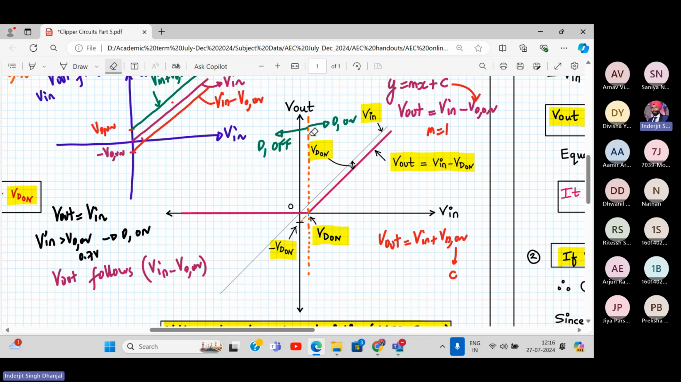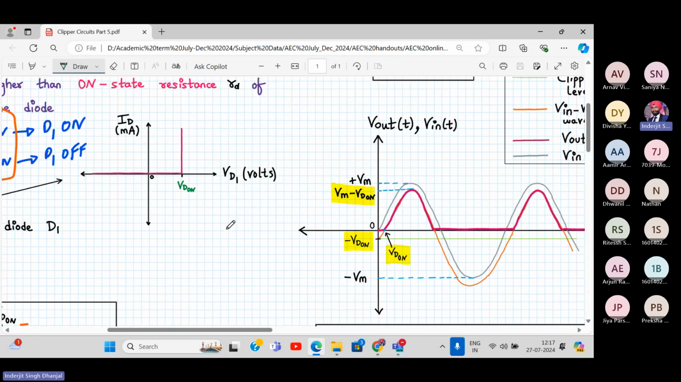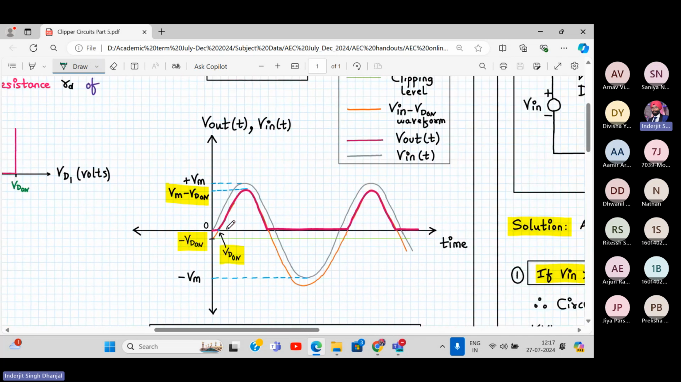For input greater than VD on, my output tracks the input, but with a shift of minus VD on. And for input voltage less than 0.7, your output voltage is zero. This is where the confusion of the students happened in series clipper circuits. Okay, now let's go to the input output waveform. Same thing over here, right?